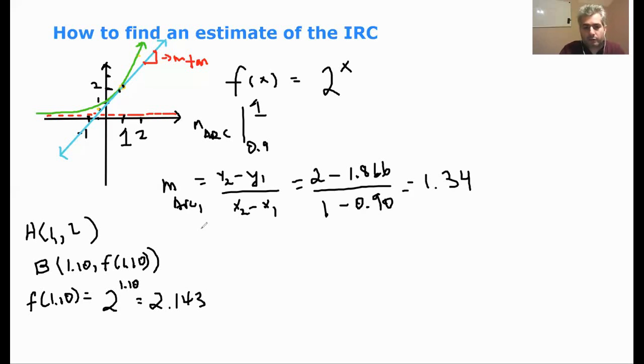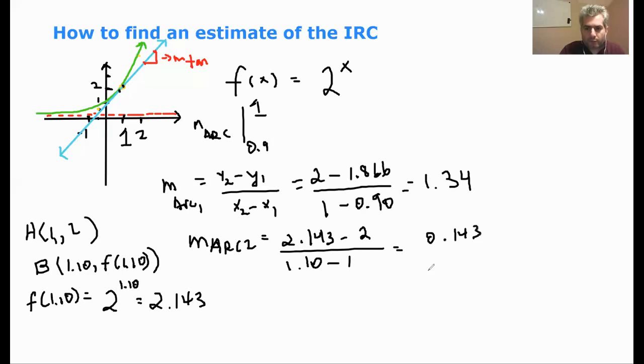And now we're going to find the average rate of change on the second interval, on the following interval, MARC2. Again, y2 minus y1 over x2 minus x1. In this case, y2 is from point B, so it's 2.143 minus 2, so y1, over x2 minus x1. So x2 in this case now is 1.1 minus 1. So this would give us 0.143 over 0.1. 0.143 over 0.1 basically is 1.43.